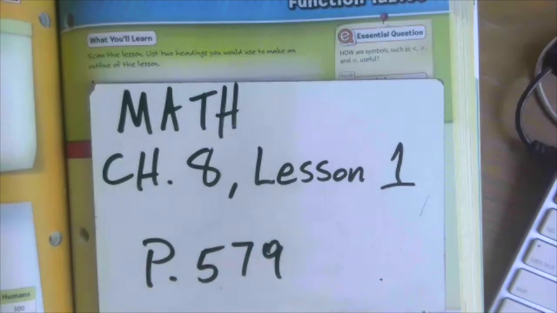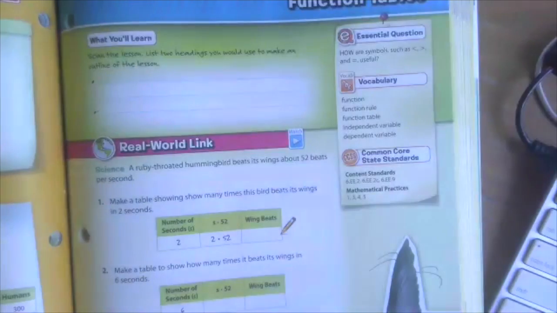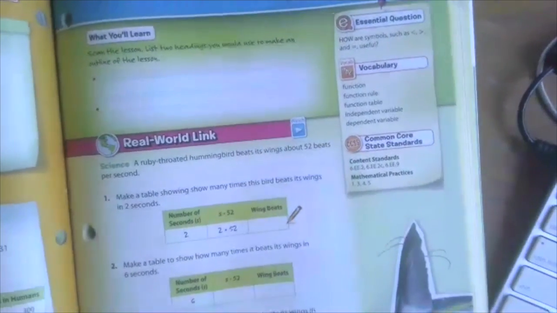So please, if you do not already have your math book out, open to that page, then pause this video and go get your math book and open to page 579. I'll wait here till you come back. All right, great. So by now, you should have your math book out on page 579.